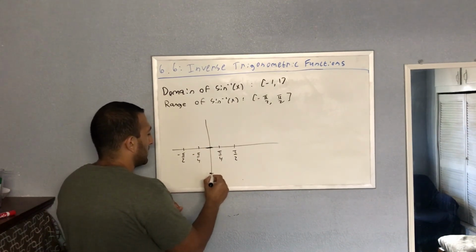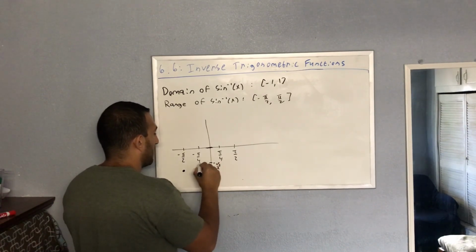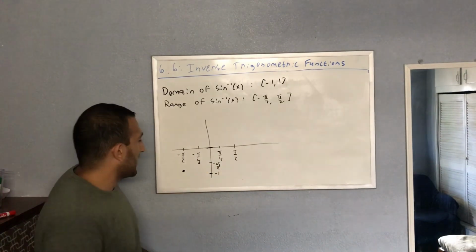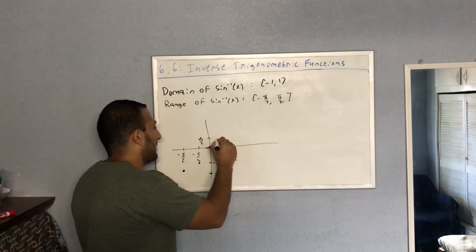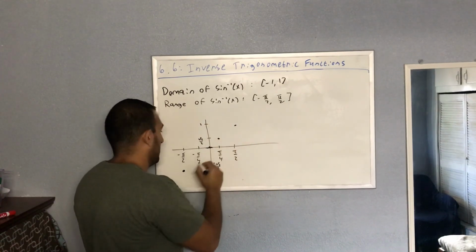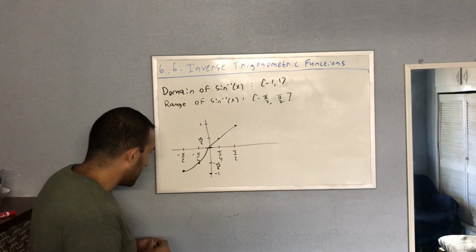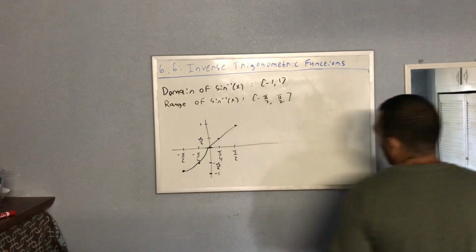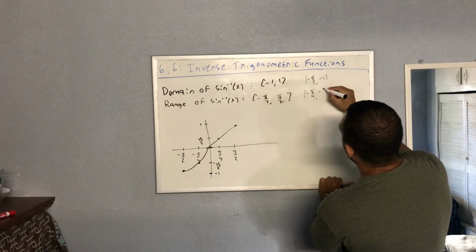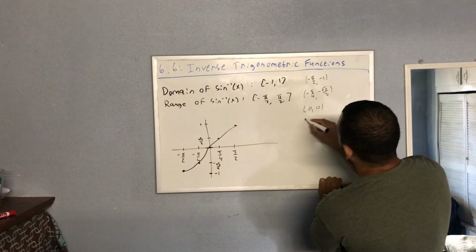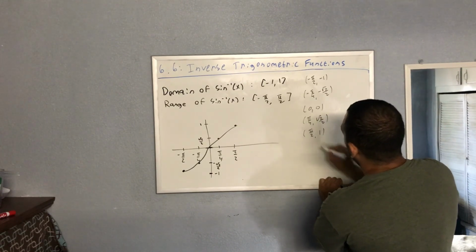So at negative pi over 2, we're at negative 1. At negative pi over 4, we're at negative root 2 over 2, which is a slightly less negative number. And then at 0, we hit 0. And now at pi over 4 we're at root 2 over 2. And then at pi over 2, we hit 1. So the graph of sine looks something like this in that domain. Now, let's write these ordered pairs down. So, negative pi over 2, negative 1. Negative pi over 4, negative root 2 over 2. 0, 0. And then pi over 4, root 2 over 2. Pi over 2, 1.